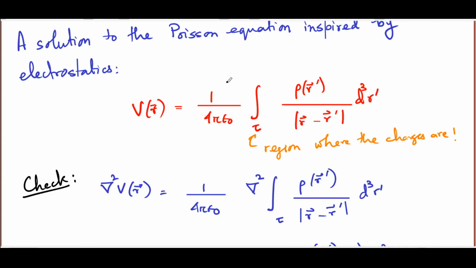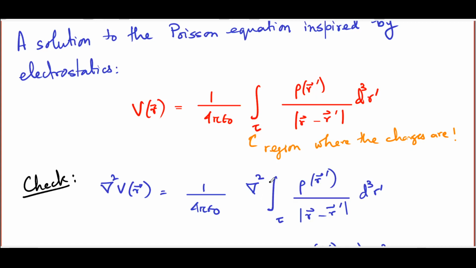This constant 1 over 4 pi epsilon 0 will of course jump out of the differential operator. So you are now left with the Laplacian of this integral. Now note that when you are doing the integral, you are actually integrating over the variable r prime, while you are holding the vector r fixed as far as the integration process is concerned. The Laplacian is actually with respect to the components of the vector r.